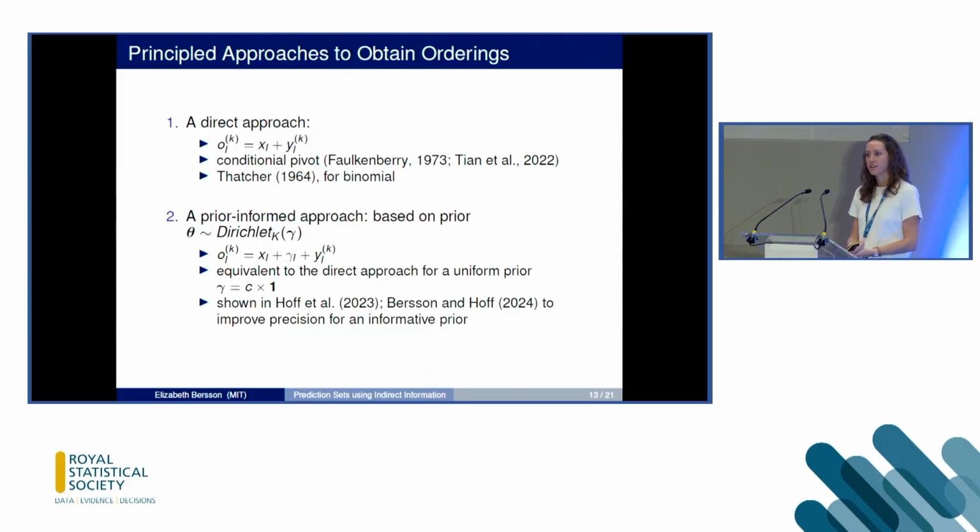Okay, so some principled approaches to obtain orderings. You could first imagine you have a sample. We can just replace the ordering with the empirical probability mass, highlighted in blue. This is a conditional pivot, frequentist, classical prediction interval approach. If you have a large sample size, this will well estimate the oracle prediction set.